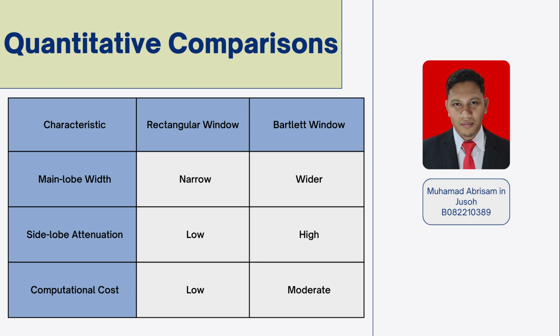Okay, next, the quantitative comparison. The quantitative comparison has three characteristics, which are main lobe width, side lobe attenuation, and computational cost. For the rectangular window, the main lobe width is narrow, the side lobe attenuation is low, and the computational cost is low. For the Bartlett window, the main lobe width is wider, the side lobe attenuation is high, and the computational cost is moderate.